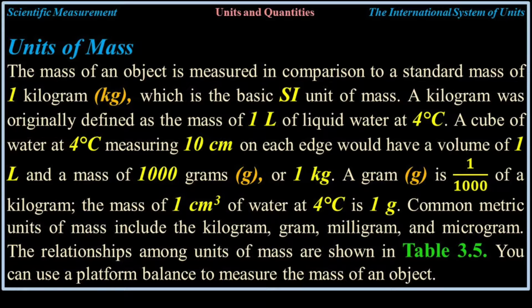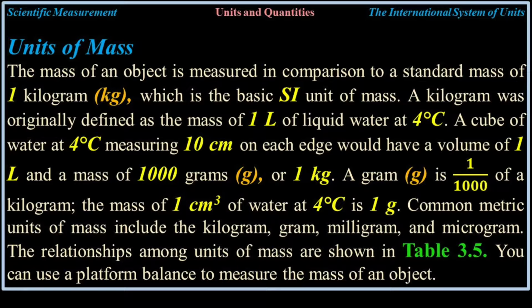A kilogram was originally defined as the mass of 1 liter of liquid water at 4 degrees Celsius. A cube of water at 4 degrees Celsius measuring 10 centimeters on each side would have a volume of 1 liter and a mass of 1,000 grams or 1 kilogram. A gram is 1,000th of a kilogram. The mass of 1 cubic centimeter of water at 4 degrees Celsius is 1 gram.